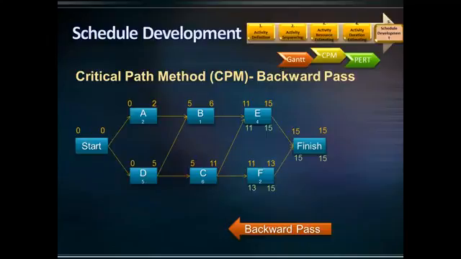In the backward pass, activity C is dependent on activities E and F. So, the late finish of activity C is either 11 days or 13 days. If activity C finishes any time later than 11 days, activity E will exceed 15 days, which is the project completion date. So, on the backward pass, the late finish of an activity is the minimum of all its related successors.